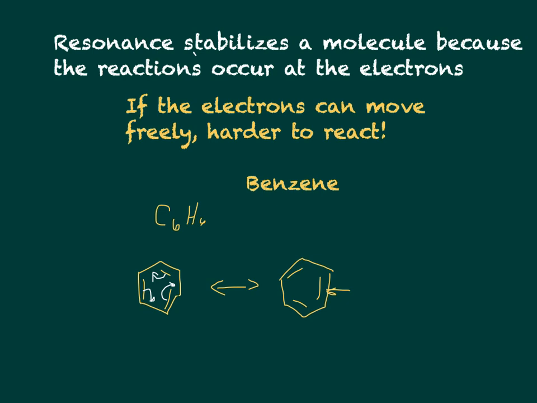The reason is those bonds are actually smeared out across the whole molecule. So we oftentimes see benzene written like this, with a circle in the center, showing that we've got a resonating set of double bonds, and the electrons are all smeared out throughout the entire surface. And that is why resonance can help stabilize, and it makes resonance stabilized molecules sometimes harder to react.